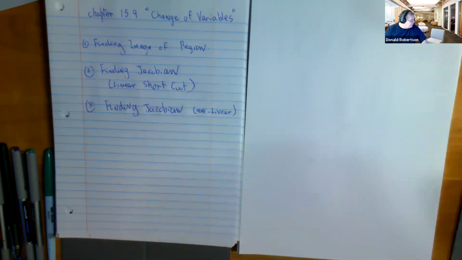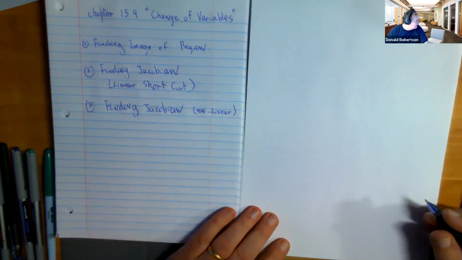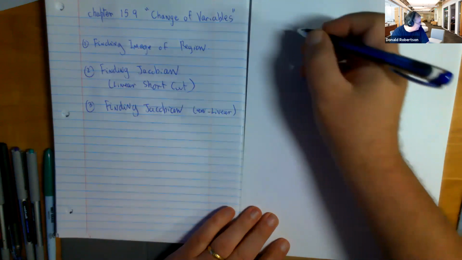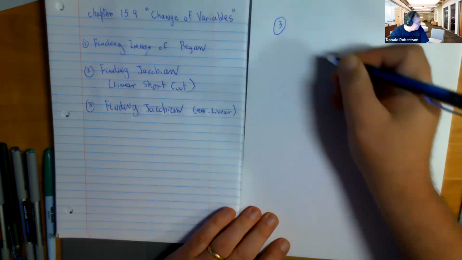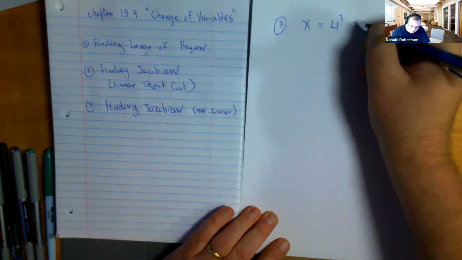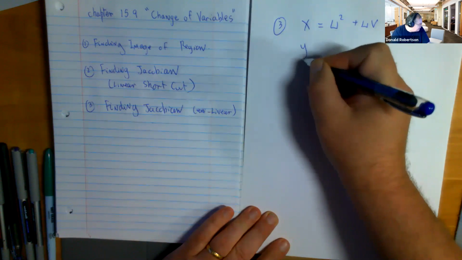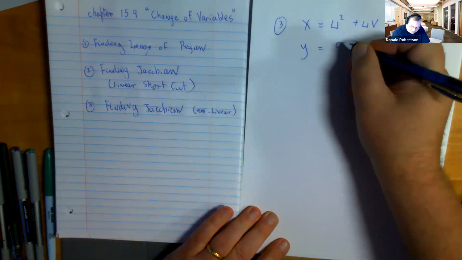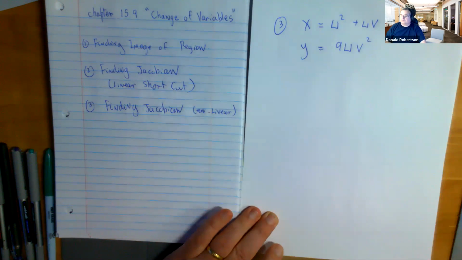Okay, as always, I've completely screwed up my brain. Oh, we are finding the Jacobian nonlinear. Right, let's try another one. And this is a version of question 3. x is going to be u squared plus uv, and y is going to be 9uv squared.